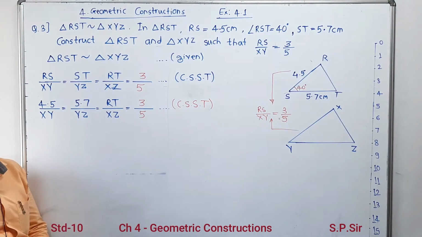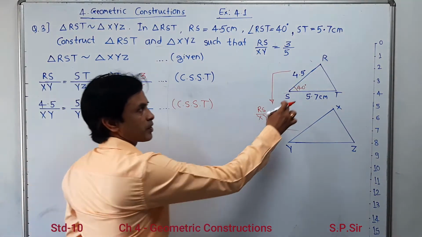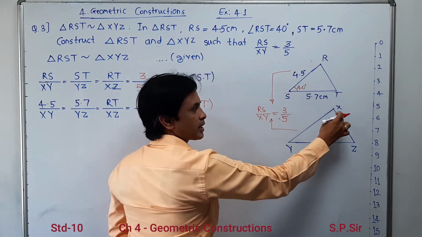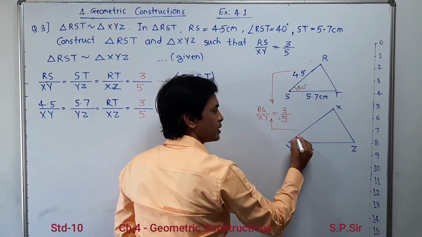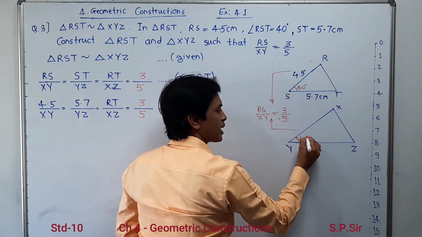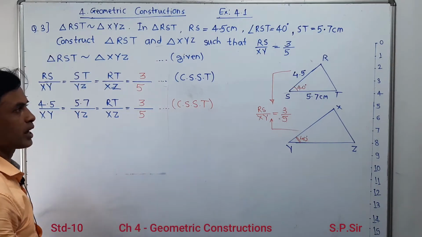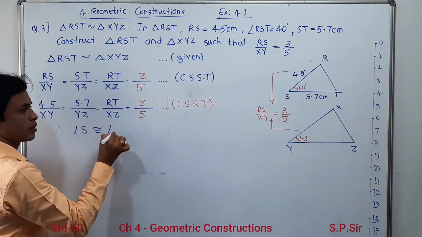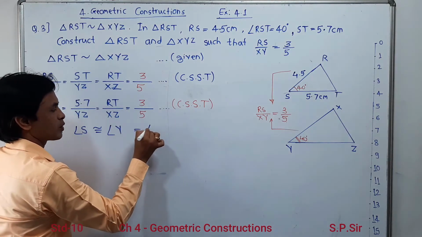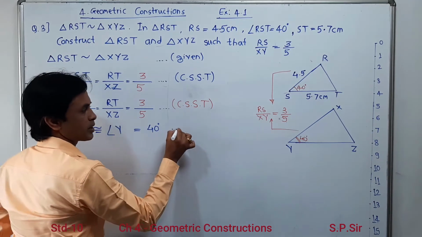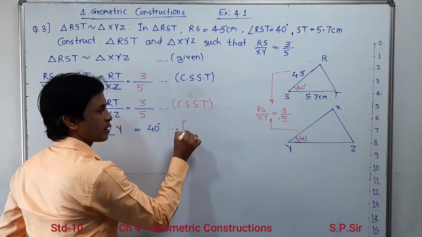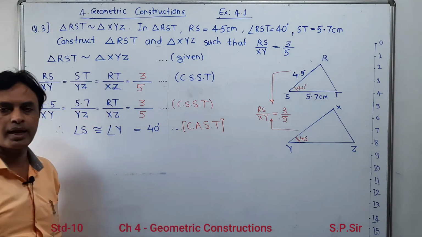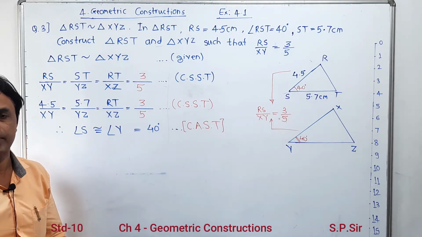And in this way, an additional part they have given: if angle RST is 40 degree, then your angle XYZ is also 40 degree. Reason, corresponding angles of similar triangles. Therefore, angle S is congruent to angle Y is equal to 40 degree, and here your reason becomes corresponding angles of similar triangles. Now the next part is for the diagram and pattern.